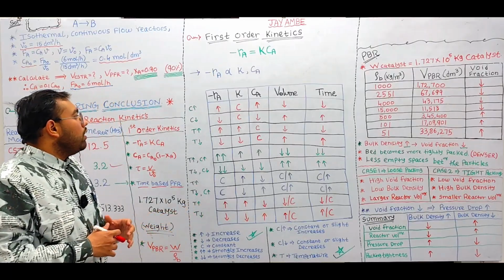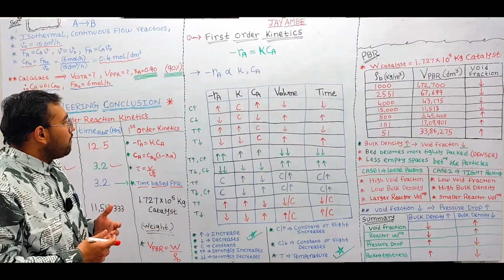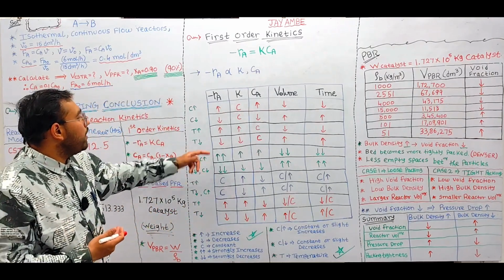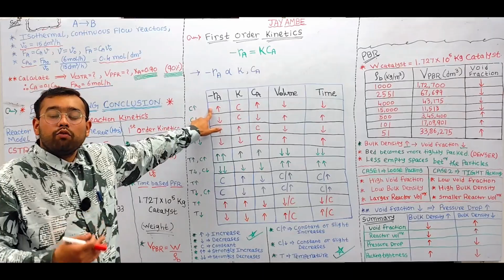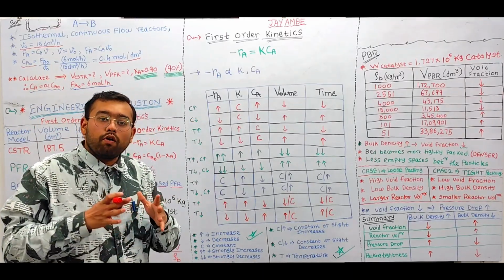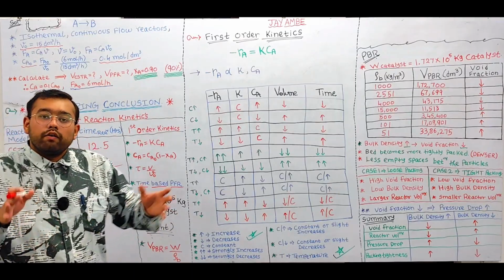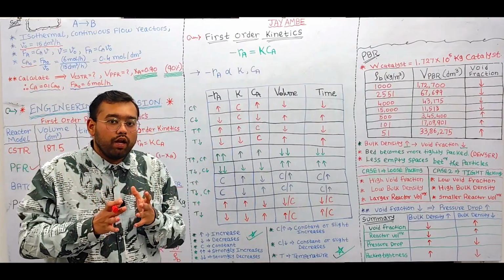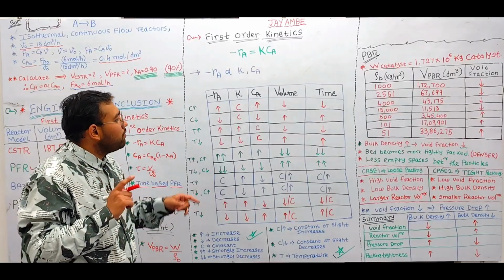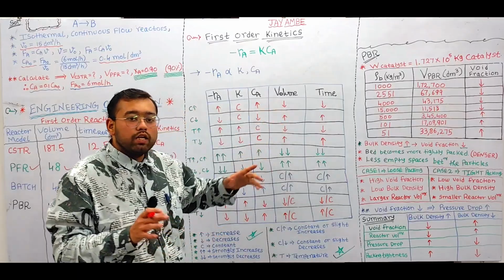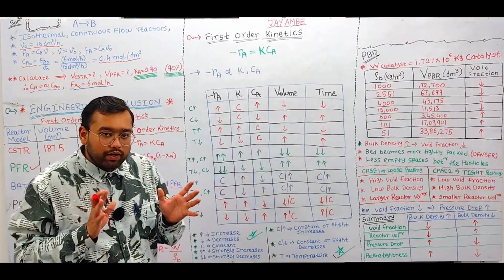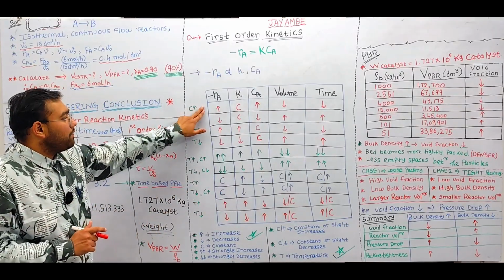Now, by increasing the concentration of the reactants, the rate of the reaction increases, which means the speed of the reaction increases. Due to the increase in the speed of the reaction, we will require a much smaller volume of the reactor and lesser reaction time in order to achieve the desired conversion. So the reaction time also decreases. I hope you have understood the first part.